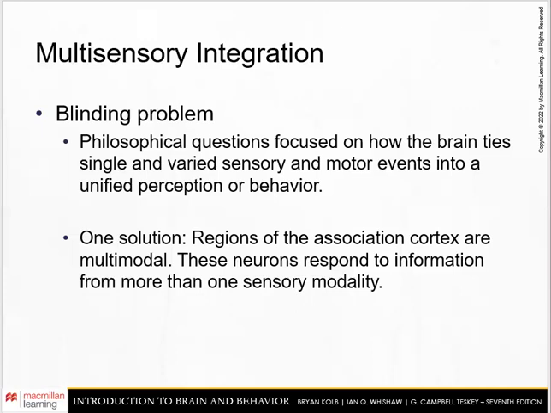Now, there is one solution that's proposed. It's that the regions of the association cortex are multimodal, and these neurons respond to information from more than one sensory modality. But overall, the binding problem remains one of the largest problems to be understood, I think, today.